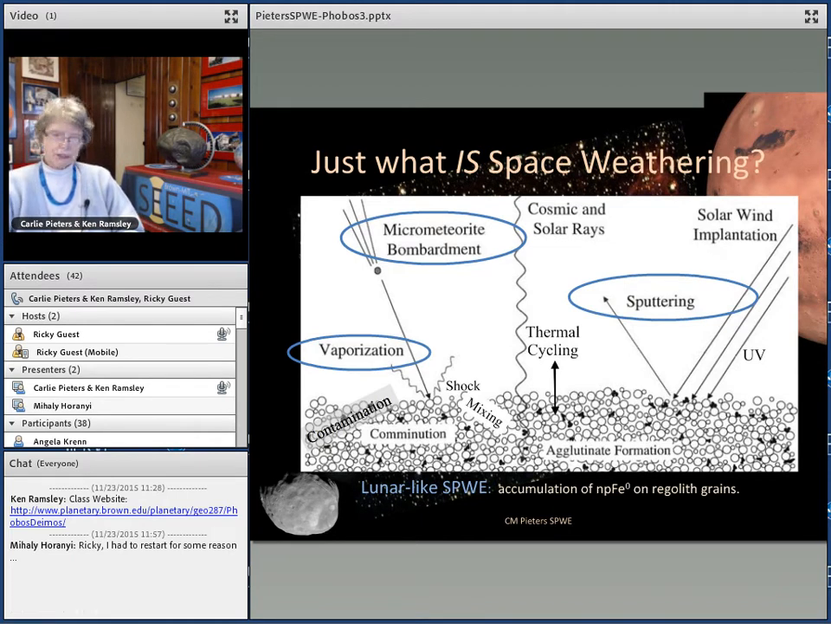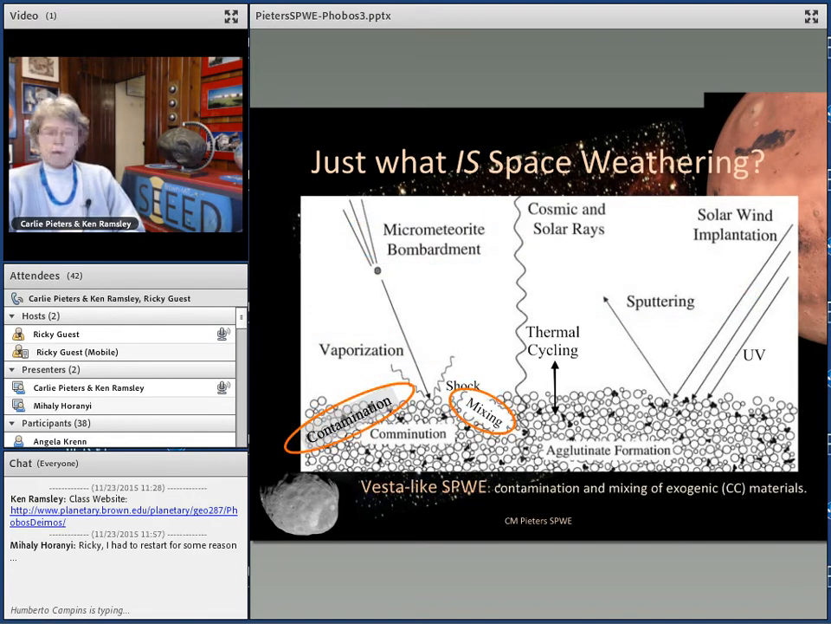When we look at Vesta, it's a completely different environment, completely different products, completely different processes. In particular at Vesta, the primary processes involve contamination by exogenic materials, just a little bit, but enough to make a major effect, and then mixing with the regolith. And we'll look at that to get you familiar with that process and product as well.